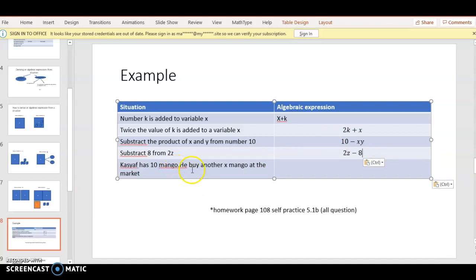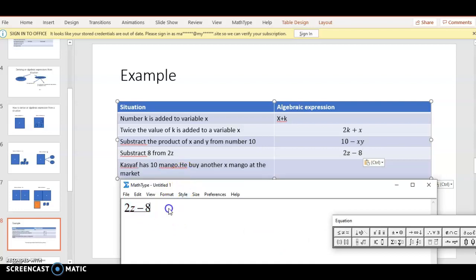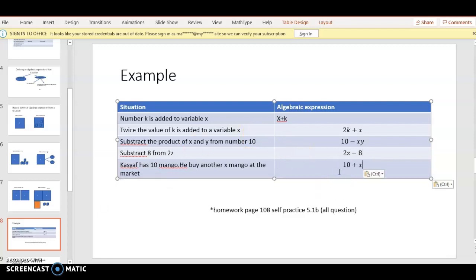Kashaf has 10 mangoes, he buys another x mangoes at the market. So how do we represent this? Kashaf has 10, and then he adds another x mangoes, so plus x. So 10 plus x. This is how you express a situation as an algebraic expression.